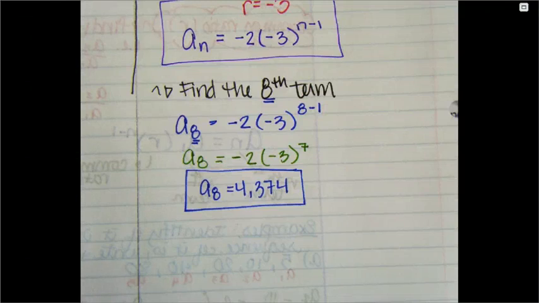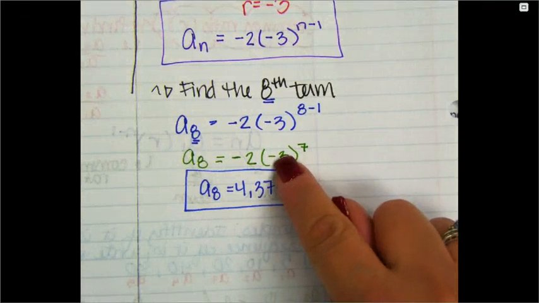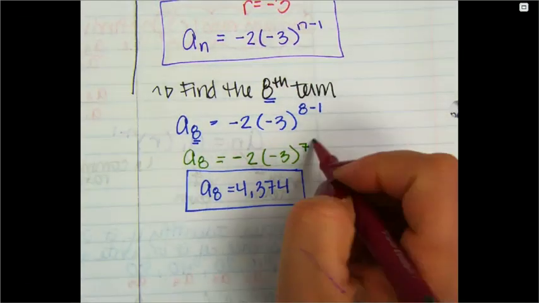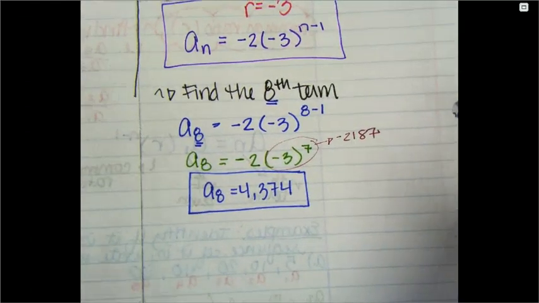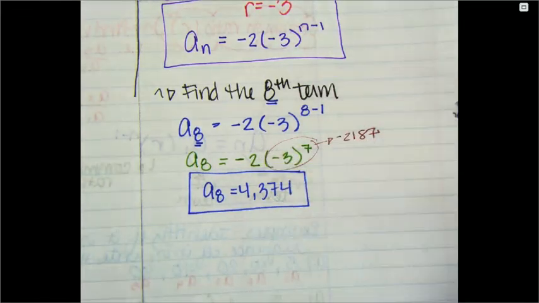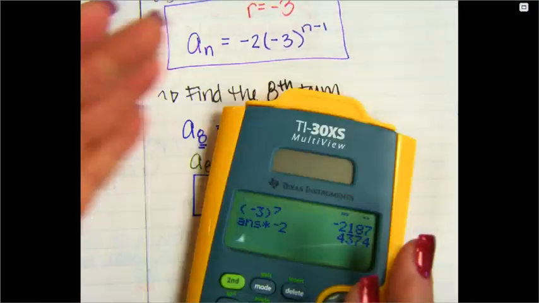Why? Which part? I can't see that far. From this? What do we have to multiply by? If you plug this in the calculator, you get -2187. So what part haven't I done? Yeah. Well, multiply by what? -2. Okay.